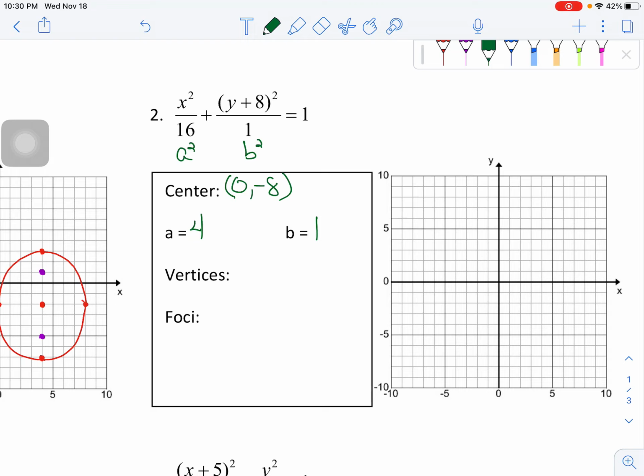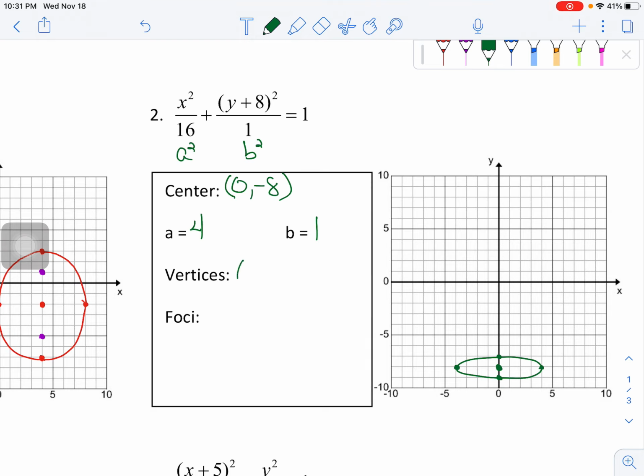So let's go ahead and graph that out so we can find our vertices. So 0, -8. All right, there's my center. Now, because my larger denominator was under x, I want to count my a value horizontally. So from the center, I'm going to count 4 units to the right, 4 units to the left. Okay, so that's going to elongate me on the horizontal. And then my b value is 1. So from the center, I am only going to count up 1 and down 1. This is a seriously squished ellipse.